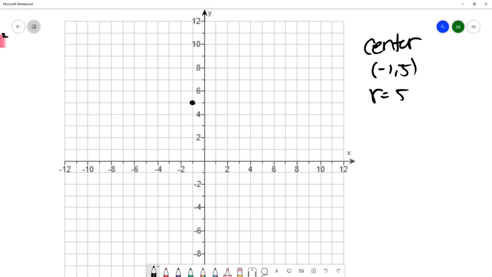So if we go a distance of 5 units up, we get here. That point will be on the circle. A distance of 5 units right, that point will be on the circle. A distance of 5 units down, this point will be on the circle. And a distance of 5 units left, this point will be on the circle. So now these 4 points are on the circle, and we can sketch the rest of the circle from there. So we have that sketch of the graph of a circle.